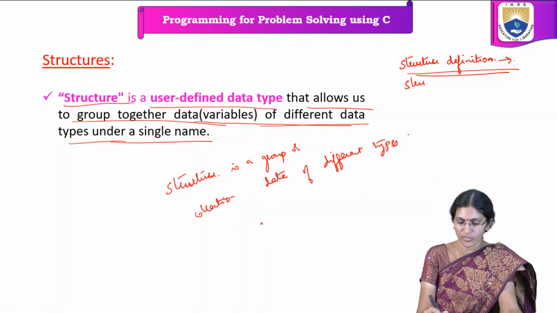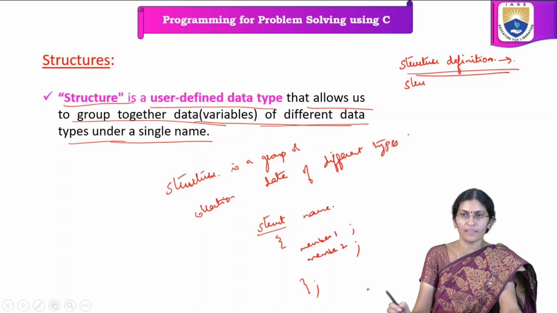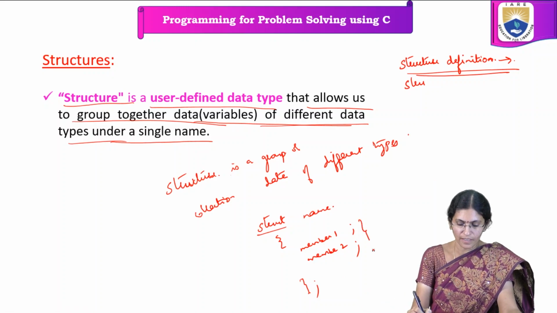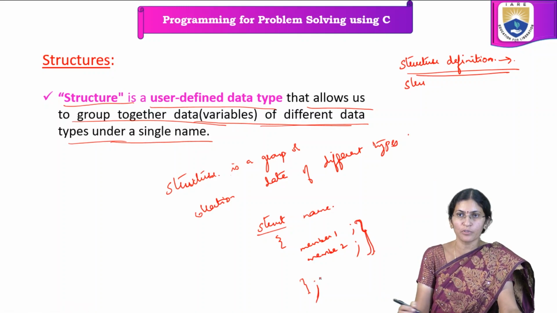This is how we write the definition of the structure. We use the keyword struct followed by the structure tag or name. Then in curly braces, we mention the different members: member 1, member 2, and so on. All these are a collection of different data types, and these members belong to different data types. Then at the end, we put a semicolon. So this is how we define a structure.